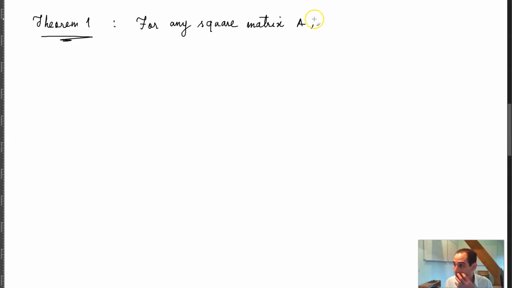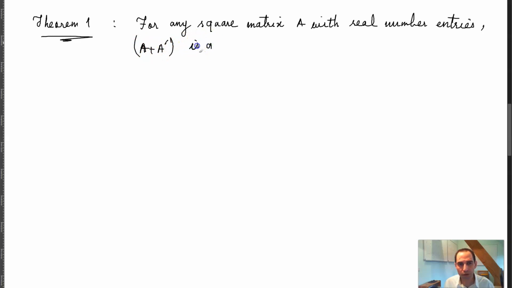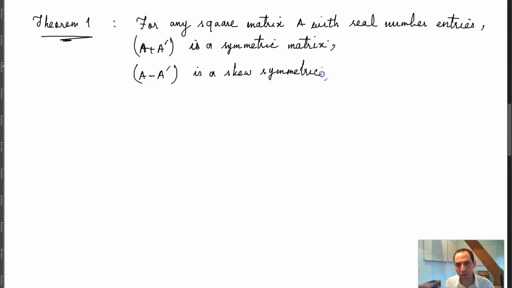matrix A with real number entries, A plus A prime is a symmetric matrix, and A minus A prime is a skew symmetric matrix. And we proved that, right?